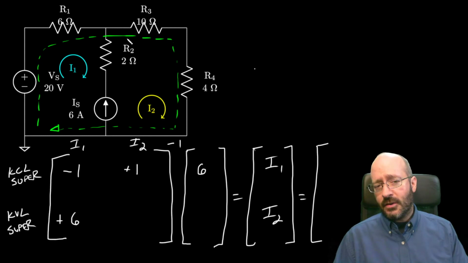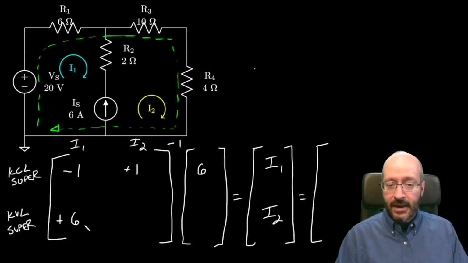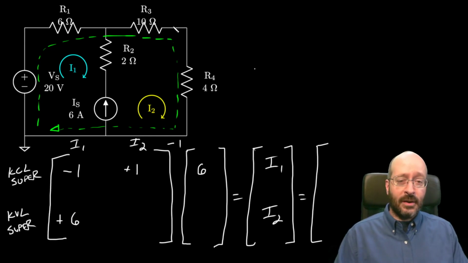Look at the R2. I1 does touch it, but it is not on the super loop, and it didn't get included down here. So pay attention to that. And we're going to go do the same thing over here. What does I2 touch that's on the super loop?